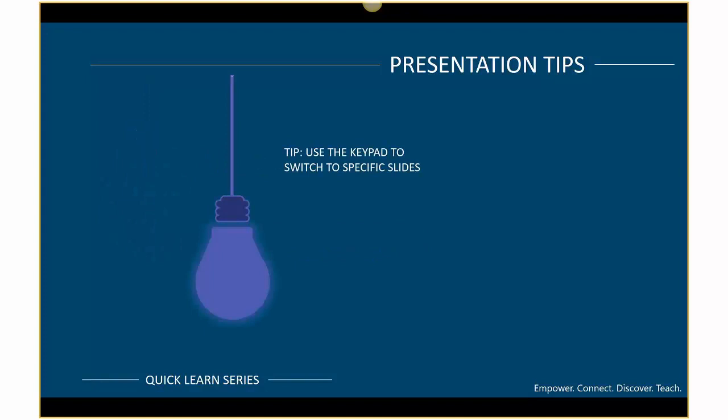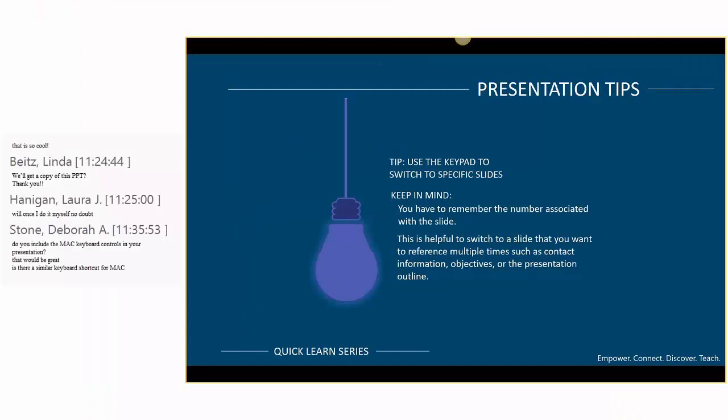All right, the next one here is to use the keypad to switch to specific slides. This one is really good, except you have to remember the number associated with your slide. So as you're looking at your slide deck along the left-hand side, you have to make note of the number that's next to it. However, this can be really helpful to switch to a slide that maybe has contact information that you're looking at often, or if you're referencing the objectives of your course often, or if you're referencing the presentation outline.